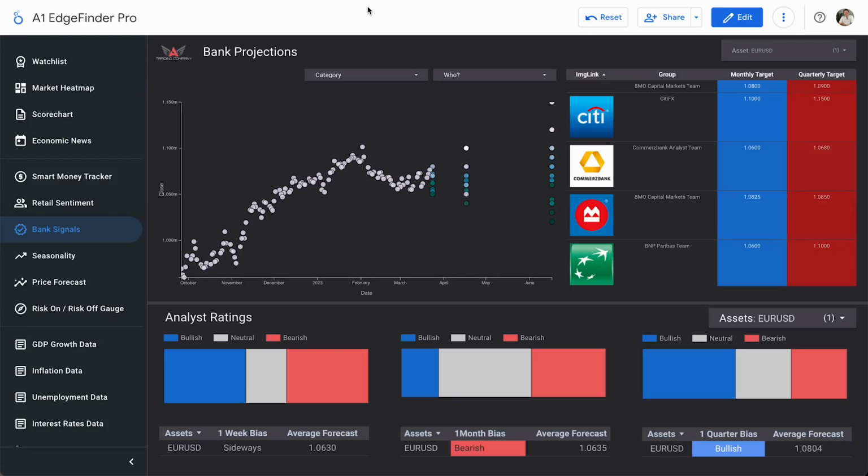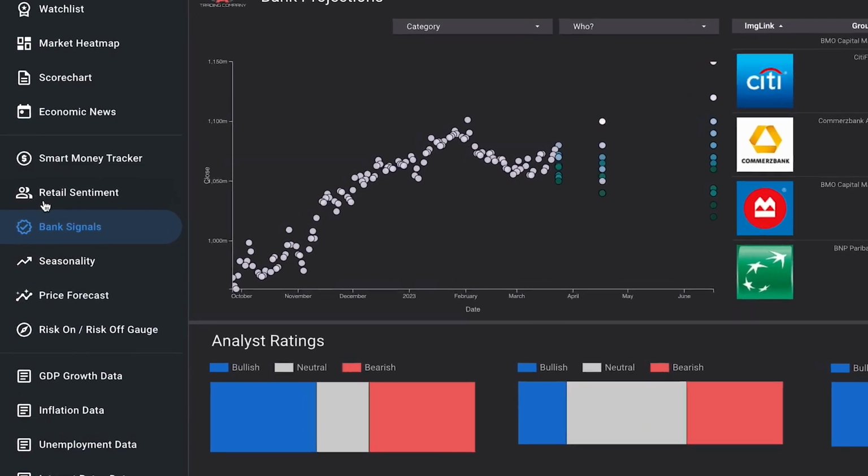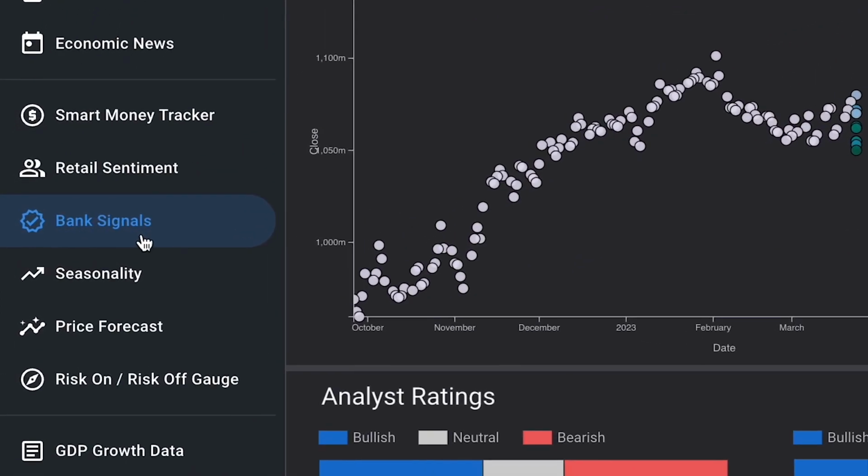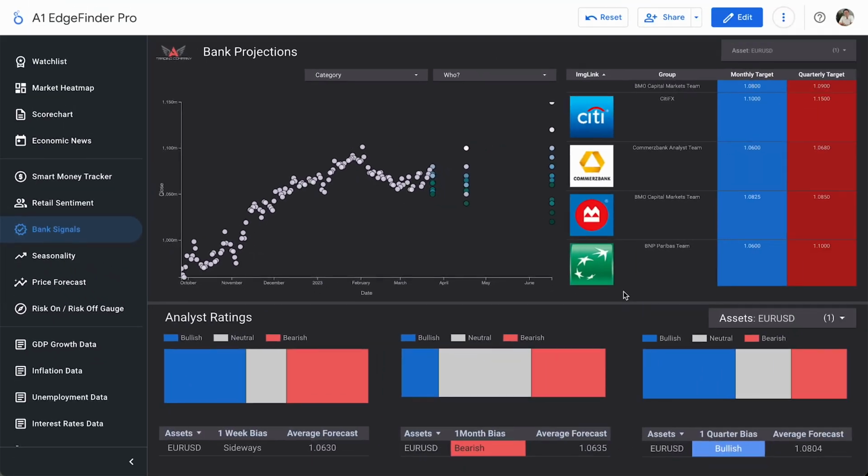I think this might be my favorite feature in the Edge Finder. This is our brand new bank signals tab, and I think that this feature is really, really interesting. So this just went live about a week ago in the Edge Finder. If you already have the Edge Finder for yourself, you may have played around with it a little already.